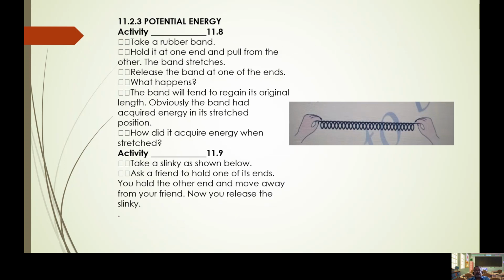Potential energy. Take a rubber band, hold it in one hand, and pull the other end. The band stretches. Release the band at one of the ends and see what happens. It tries to regain its original length. Obviously, the band has acquired energy in a stretched position. How did it acquire energy when stretched? Take a slinky as shown below. Ask a friend to hold one of its ends. You hold the other end and move away from the friend. Now you release the spring.